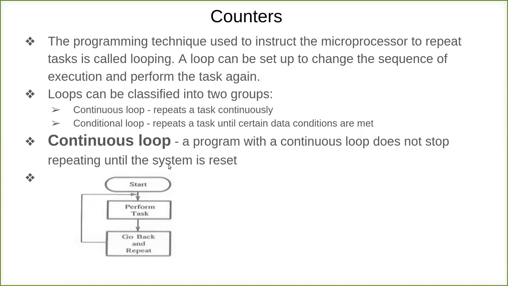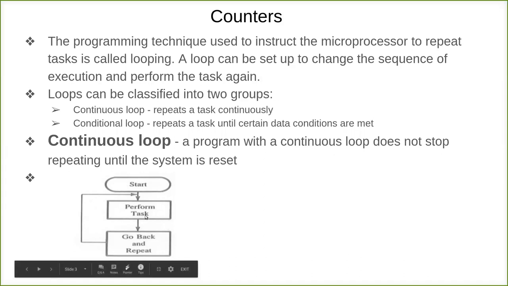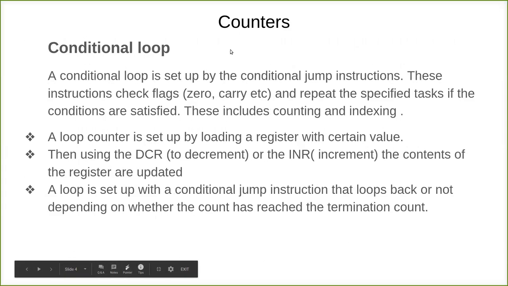Now we'll see the continuous loop. The program with the continuous loop does not stop repeating until the system is reset. Here we can see the traffic signal, until the power is gone, they repeatedly do the same thing until the system is reset. So here, start, then perform the task, go back and repeat again and again.